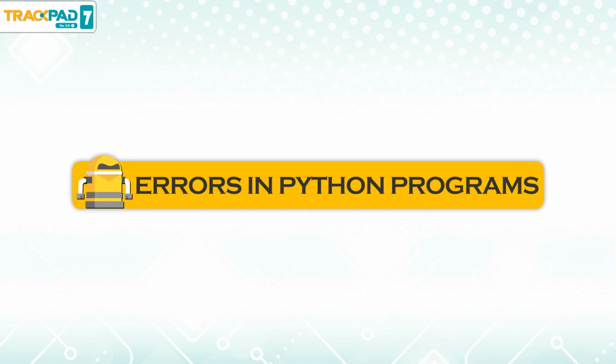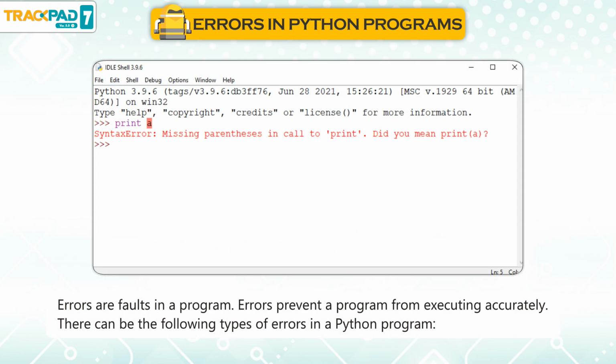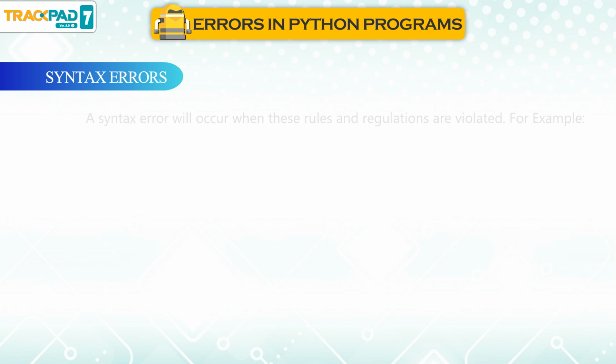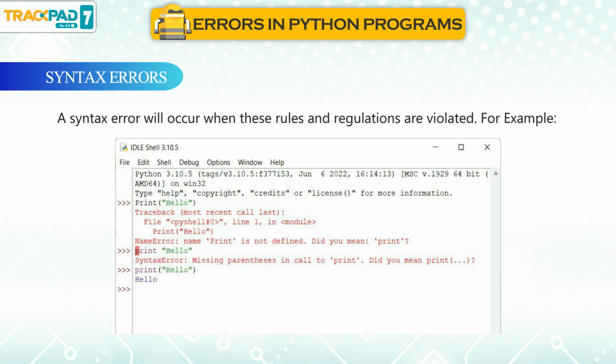Errors in Python programs. Errors are faults in a program. Errors prevent a program from executing accurately. There can be the following types of errors in a Python program. Syntax errors. A syntax error will occur when these rules and regulations are violated.